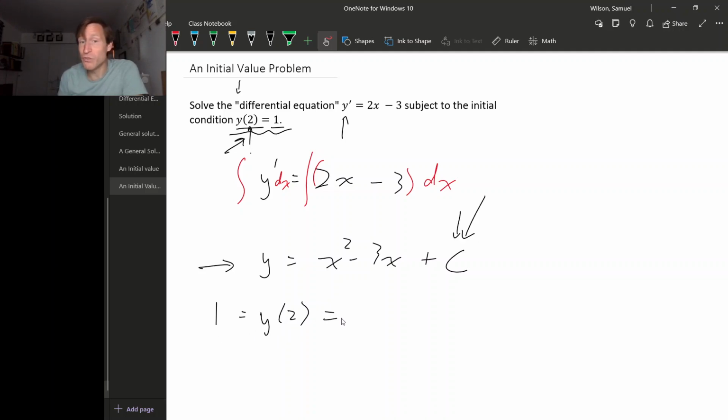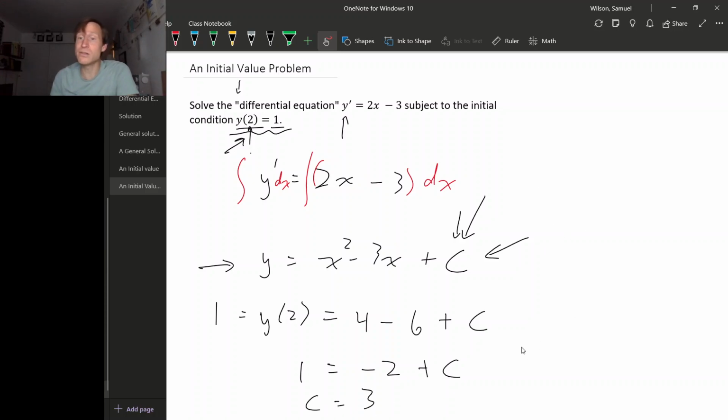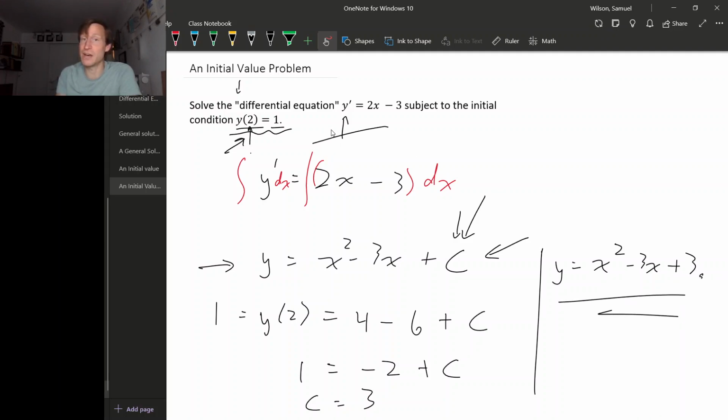But remember, we have a formula for y that's right here. So we can plug the x value in there. 2 squared is 4, minus 3 times 2 is 6, plus a constant. So we get the equation 1 equals minus 2 plus c. And so c is 3. And so the particular solution that we want is y equals x squared minus 3x plus 3. And that's the particular solution that solves this initial value problem with the differential equation and an initial value.